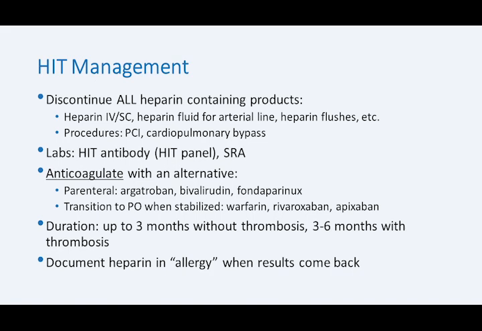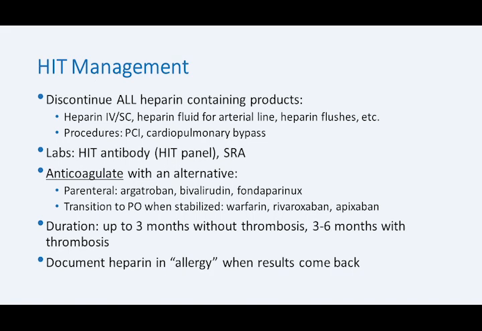And at the very same time, we'll see labs being sent out. You oftentimes hear about the HIT panel or HIT antibody, to detect an actual production of antibodies in the body to heparin, and also something called a serotonin release assay. These patients with a high probability of HIT are required to be anticoagulated, even though before they could have been on just DVT prophylaxis. But now they do need to be fully anticoagulated.